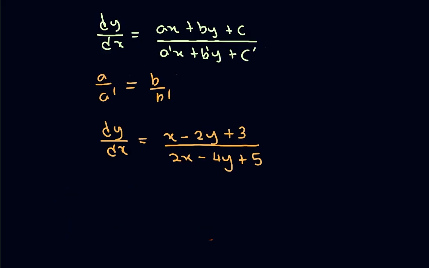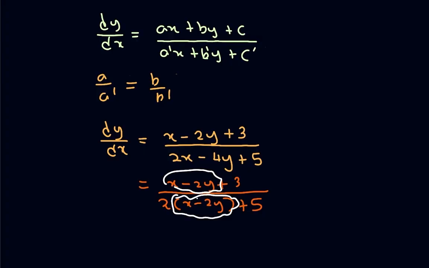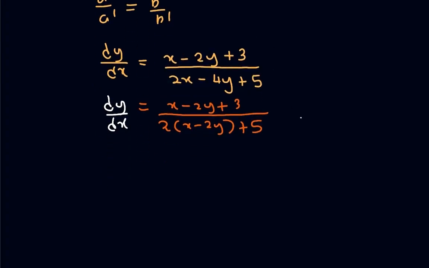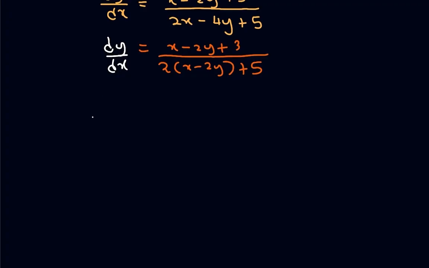Now if this ratio is equal, we can find a common factor from the numerator and denominator in terms of x and y. You can see that from here, if we take out 2, this term is common for the denominator and numerator. So take this as the substitution. That is the method. So let's write it here. Take x minus 2y as our substitution. Let's take it as z. You can take any letter.